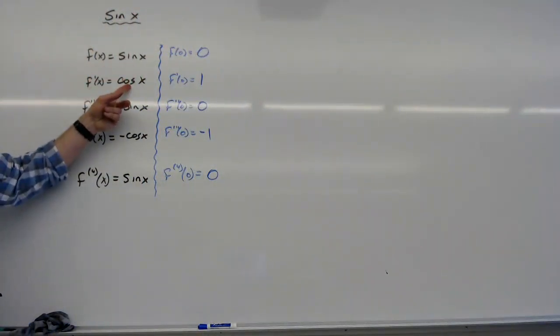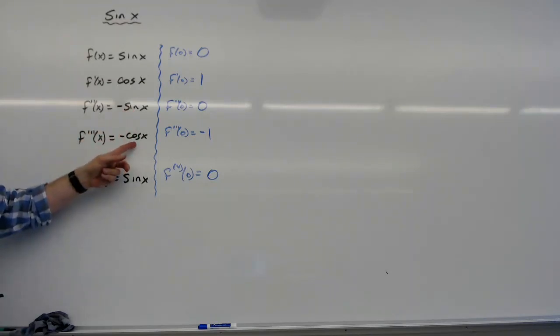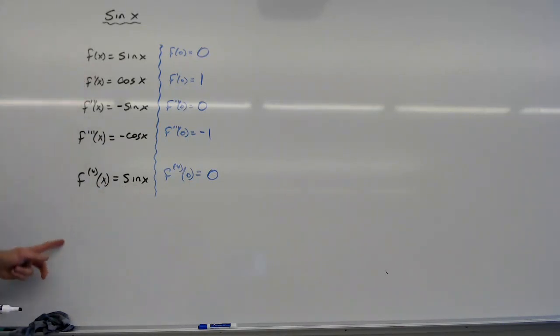We derive it, we get cosine. We derive cosine, we get the opposite of sine. We derive the opposite of sine, we get the opposite of cosine. We derive the opposite of cosine, we're back to sine. All right? And then we just loop it all over again.